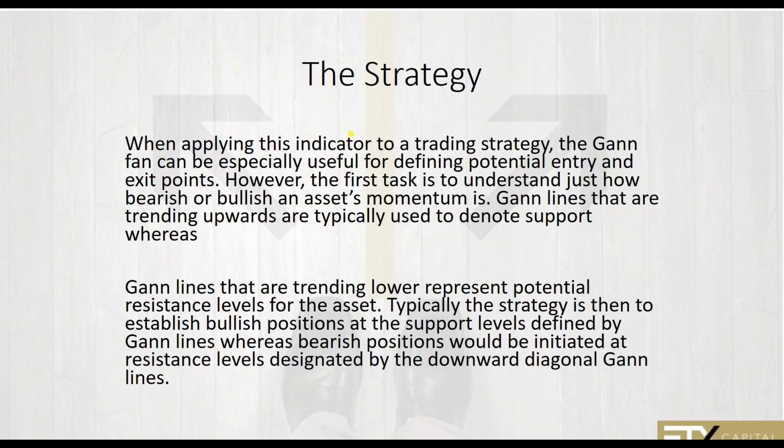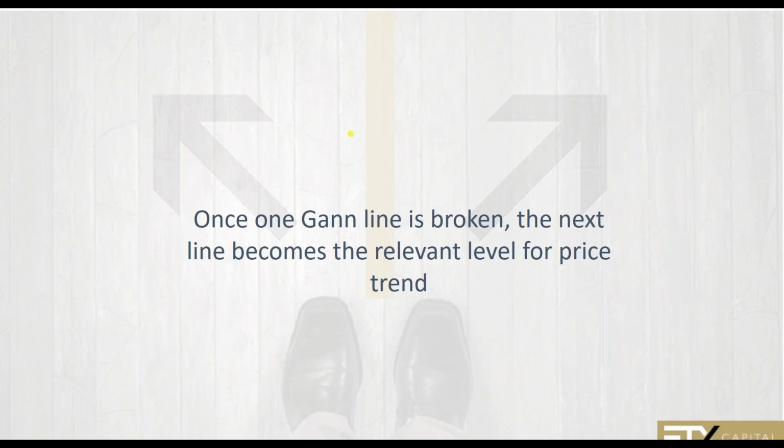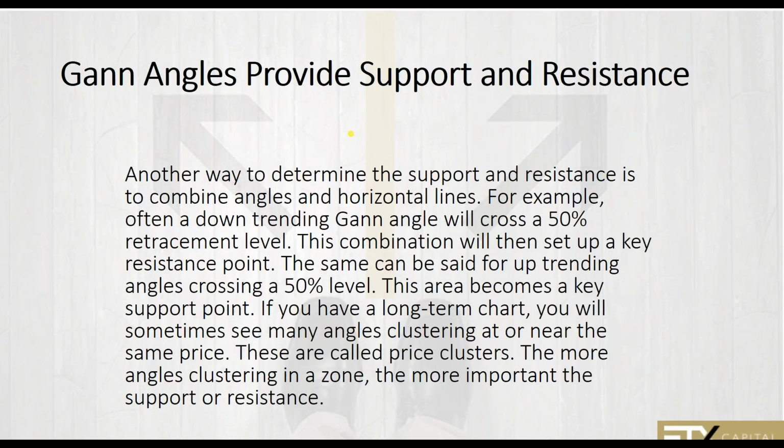Gann lines that are trending upward are typically used to denote support, whereas Gann lines that are trending lower represent potential resistance. Once one Gann line is broken, the next line becomes the relevant level for price trends.